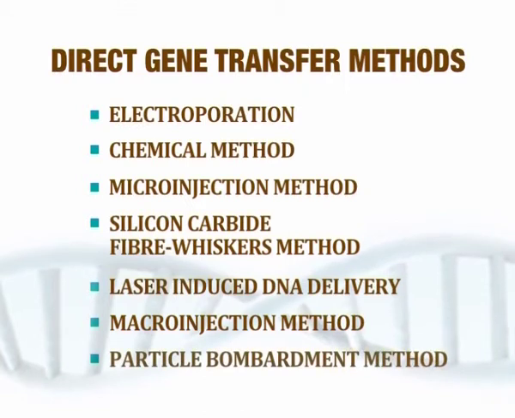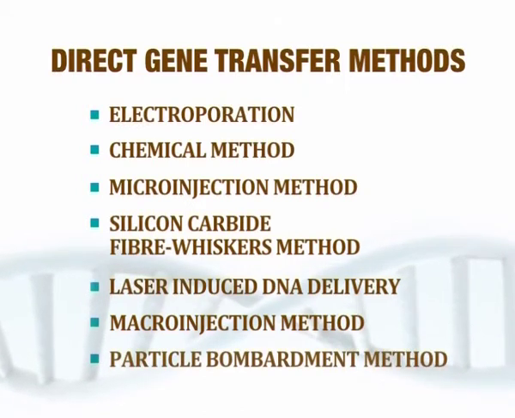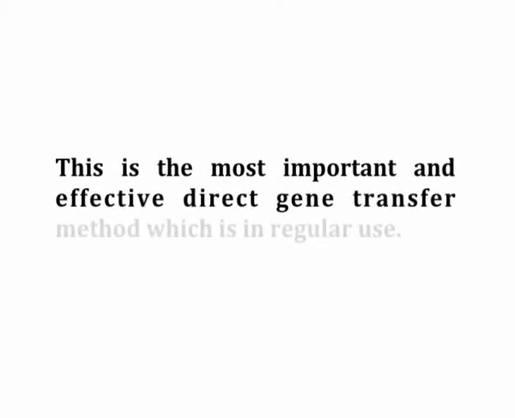Now we have the particle bombardment method. This method involves the bombardment of microscopic tungsten or gold particles of 1 to 3 micrometer in size, coated with DNA, at such velocity which enables their entry into plant cells or nucleus. The individual cells or explants are transformed after high-velocity particles gain entry into cells by penetrating the cell wall. This is the most important and effective direct gene transfer method which is in regular use.